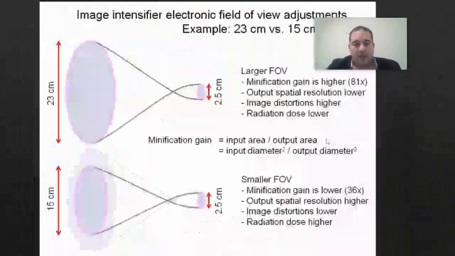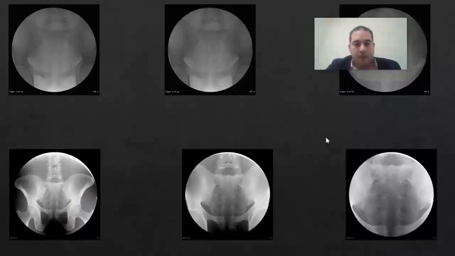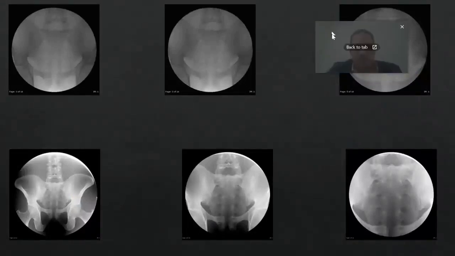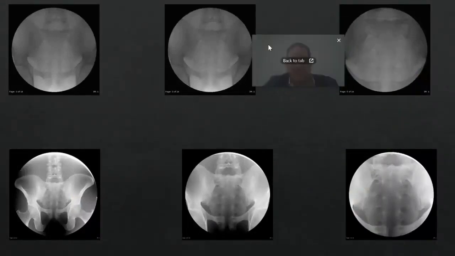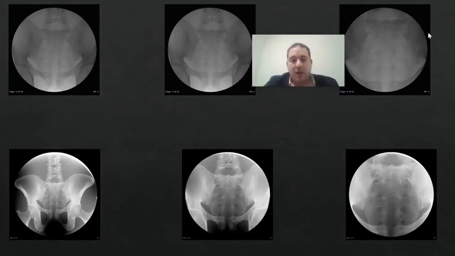In fact, here, for example, you get a higher resolution. Here, the same idea applies. Increasing the magnification results in higher resolution. Also, the same concept applies to achieving the same level of brightness. You need to increase the dose for the patient here.